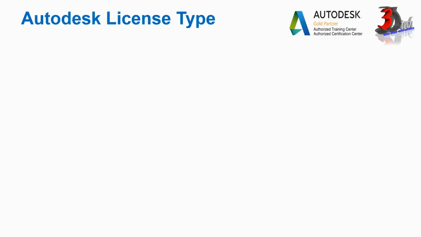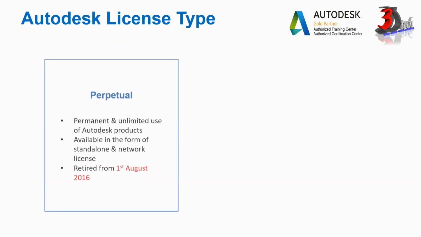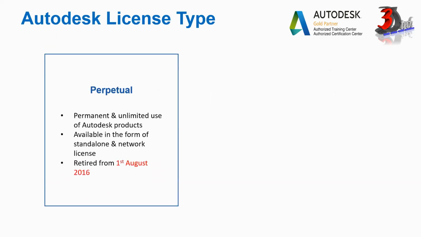Need to understand the license types that Autodesk has. So number one is that we have the perpetual license. Perpetual license is basically a permanent and unlimited use of Autodesk products. It is available in the form of standalone and network license. However, I need to emphasize that since Autodesk has moved from a perpetual license based to a subscription model, this perpetual license has been retired since 1st August 2016.